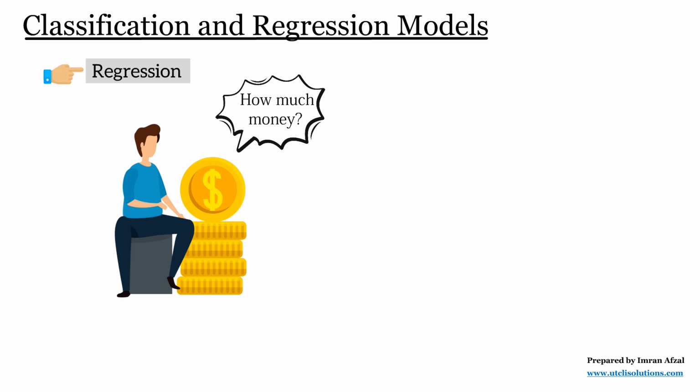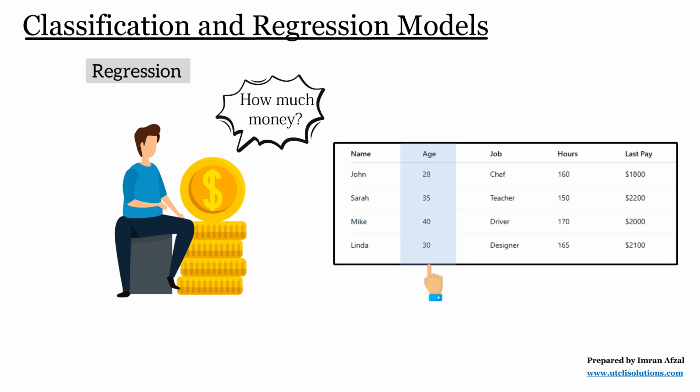The computer looks at old records. It sees age, job, hours worked, and last month's pay. It learns how these things are connected. Then, for a new person, it looks at the details and says, this person might earn $2,000 next month. That is a number. So, this is a regression problem.